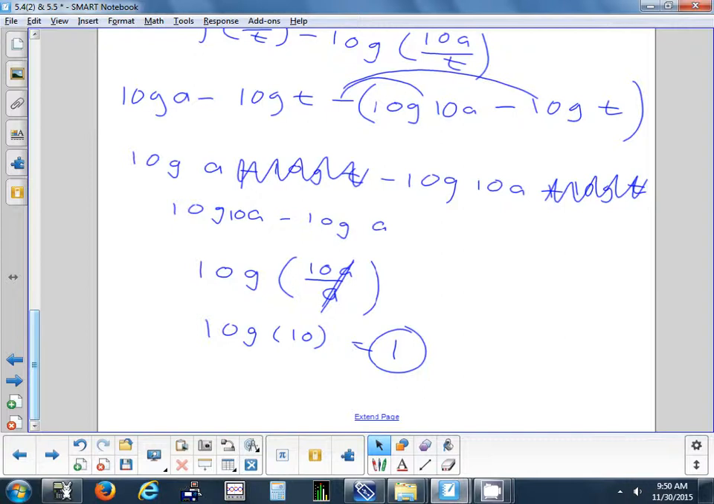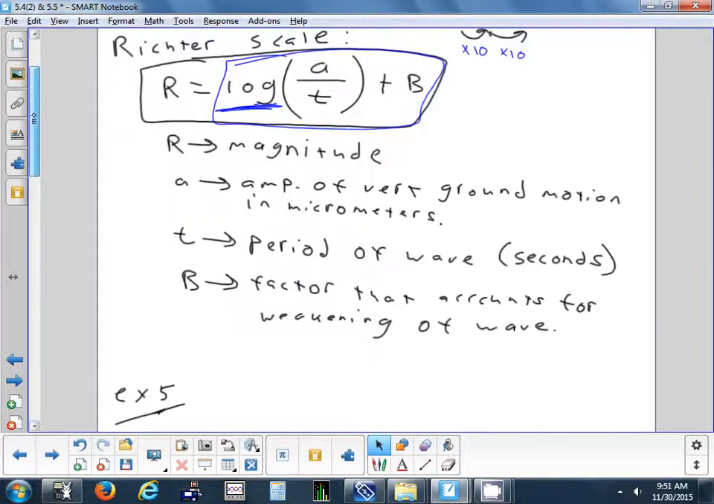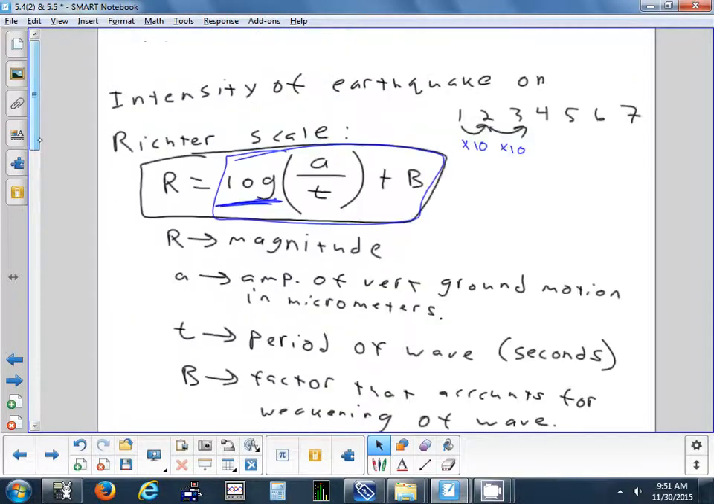Any questions on that? All right, so the Richter problem in the homework tonight, it's a lot easier. They're going to give you A, T, and B, and all you have to do is plug them in and get an answer. Okay, so it won't be as hard as that one.